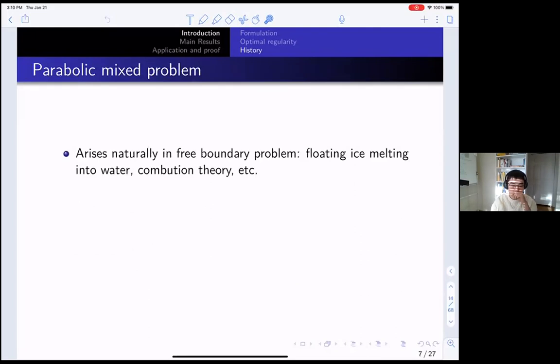And for the parabolic case, this problem arises naturally in free boundary problems. For example, if we want to model the melting procedure of a floating ice, so this is ice, this is water, this is air. Then we clearly know that the water-ice interface will have zero temperature, so it's a Dirichlet boundary condition. And above this sea level, the ice-air interface will be insulated, so you have this Neumann boundary condition. So we'll naturally have a mixed problem here. It's also studied in combustion theory and some biology problems, etc.